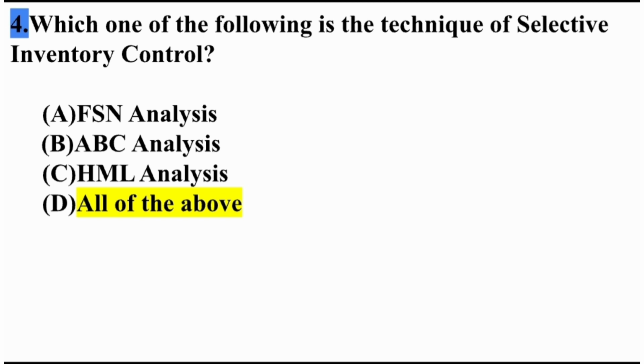These are based on how much a product costs, its unit price. It is the same as in ABC. H means high cost, that means high unit value. M means medium cost, that means medium unit value. And L means low cost, that means low unit value. Unit value is the main criterion here. So here the answer is option D, that means all of the above. All of these are the techniques of selective inventory control.